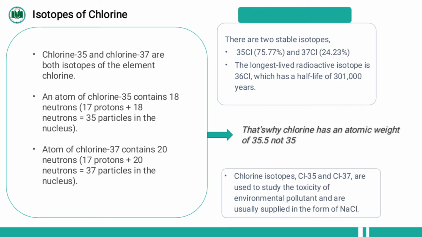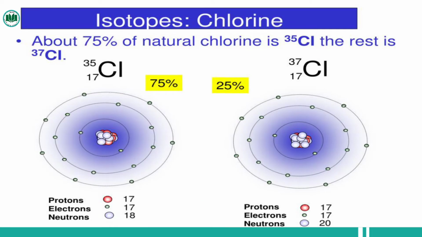If we look at the atomic mass of chlorine, it's actually 35.5, not 35, because when we calculate the atomic mass, we are supposed to take the average based on the abundance of these two isotopes, and when we calculate it, the answer is 35.5, not 35. That's the reason chlorine has an atomic weight of about 35.5. Here's the detailed structure of these two isotopes, Cl-35 and Cl-37, and their abundance is also mentioned here.